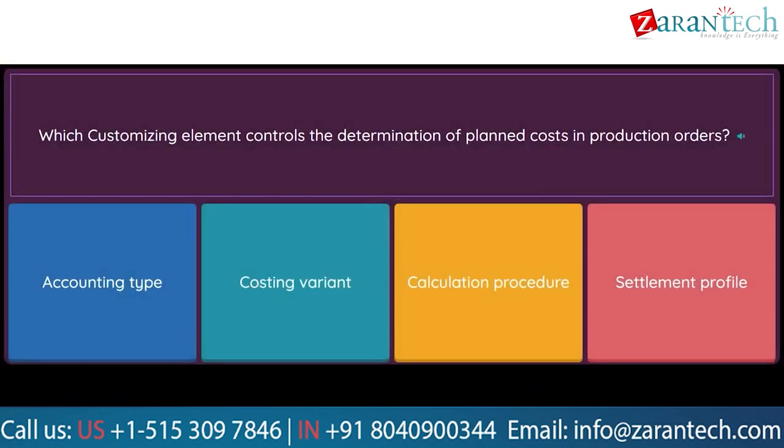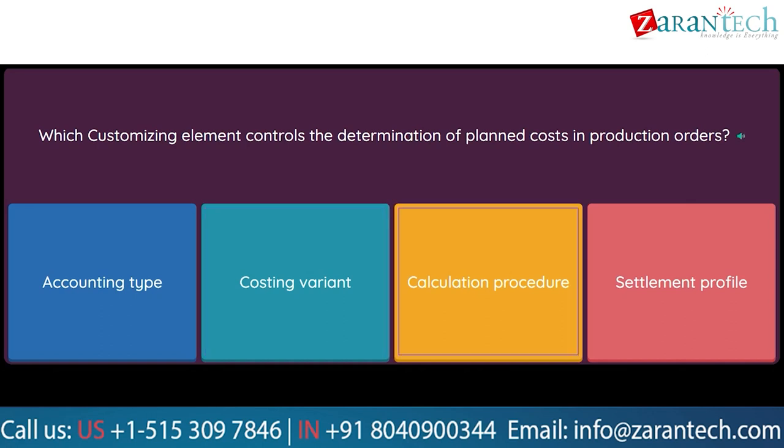Question, which customizing element controls the determination of planned costs in production orders? Option 1, accounting type. Option 2, costing variant. Option 3, calculation procedure. Option 4, settlement profile.